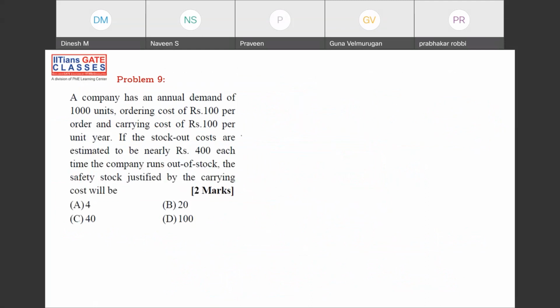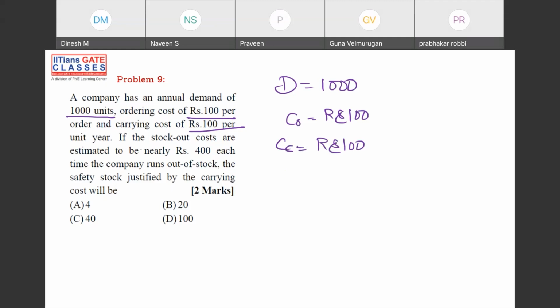What they're saying is, a company has an annual demand of 1000, so D is equal to 1000. The ordering cost CO is rupees 100, and the carrying cost CC is equal to rupees 100 per unit per year. And the stock out costs are estimated at nearly rupees 400 per item.